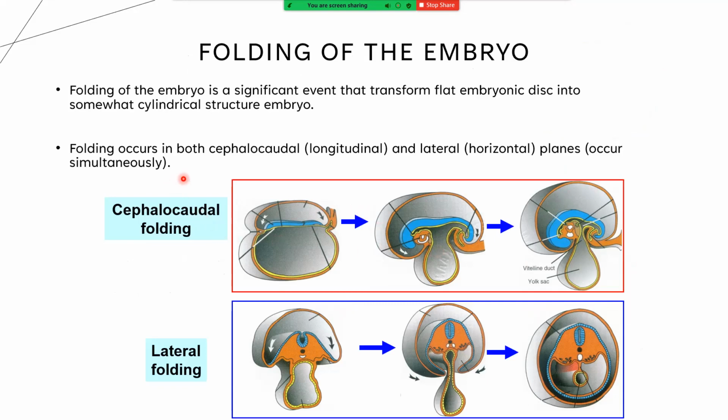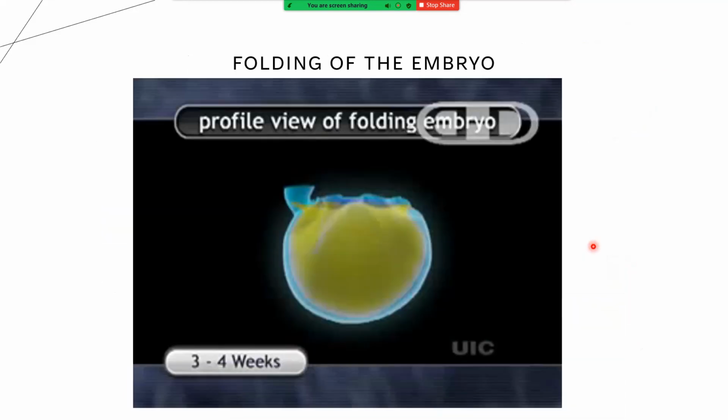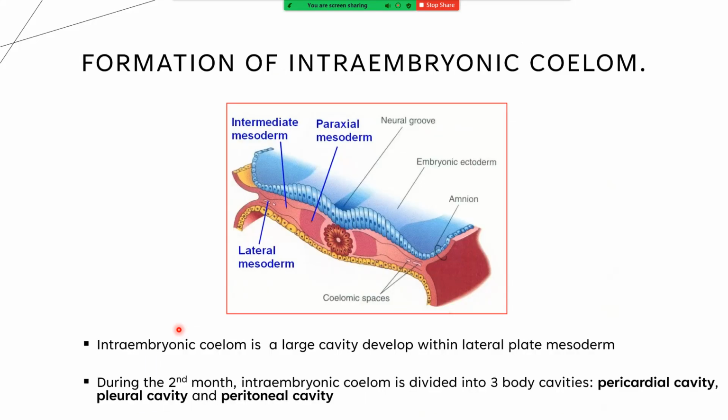So this folding, cephalocaudal folding and lateral folding, occurs simultaneously, at the same time. So now the flat embryo becomes a cylindrical structure embryo. Okay, this is the video. I will upload it later. I don't know why I can't actually play this video.